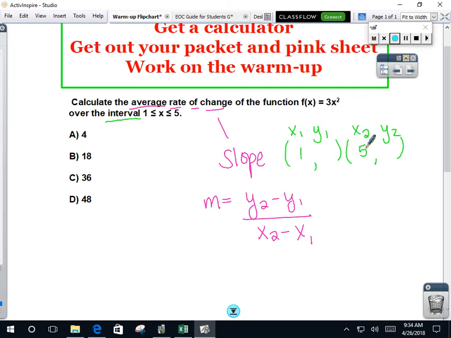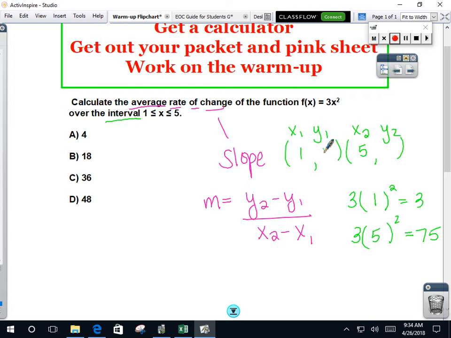How can we now use those x values to find their y value? Plug them in the equation they gave you. This equation is the equation of a what? What kind of graph will that make? A parabola, because it's squared, it's quadratic. So the first time I'm going to plug in a 1, the second time I'm going to plug in a 5, and then I just calculate that. 1 squared is 1, 1 times 3 is 3, 5 squared is 25, 25 times 3 is 75.